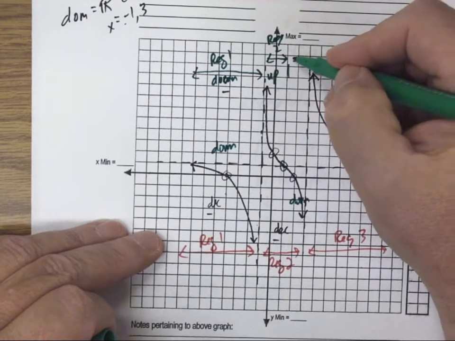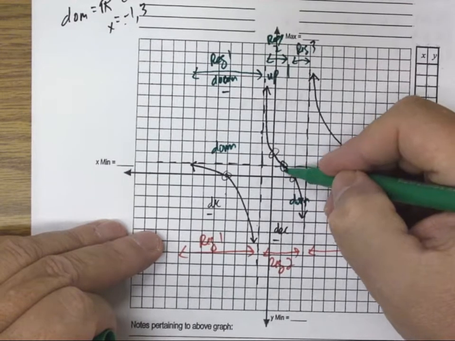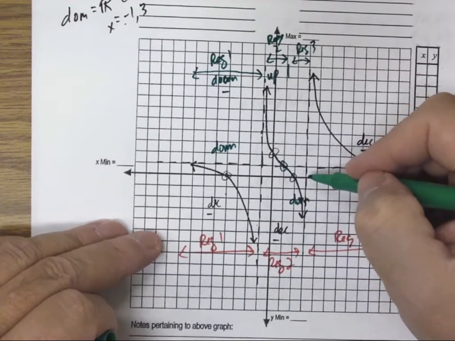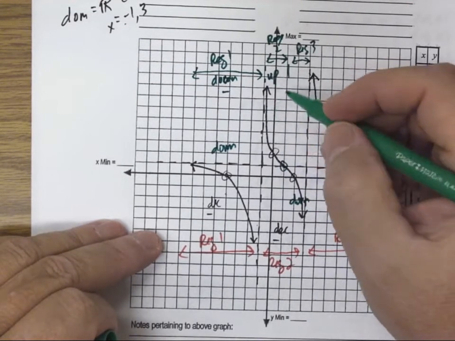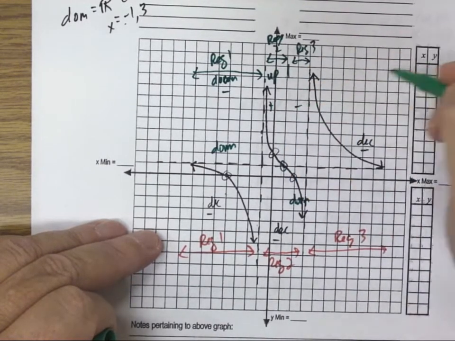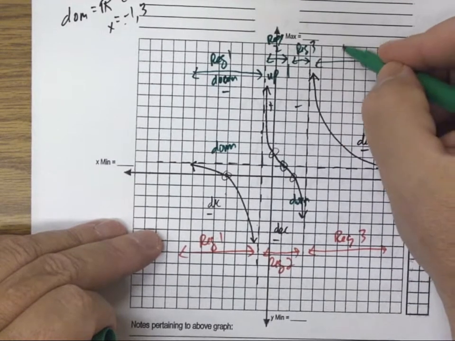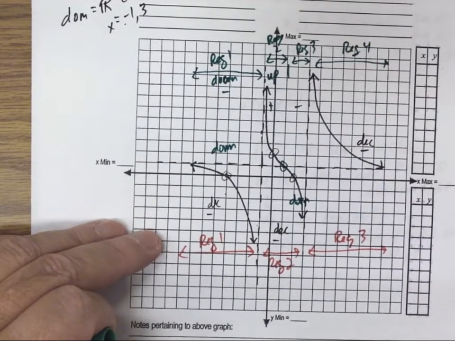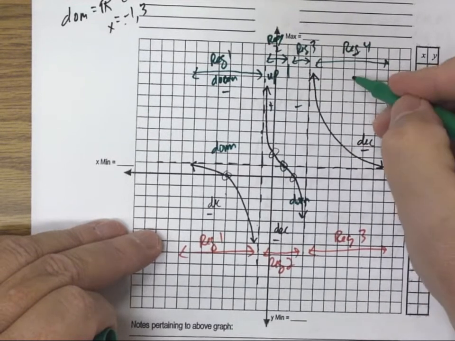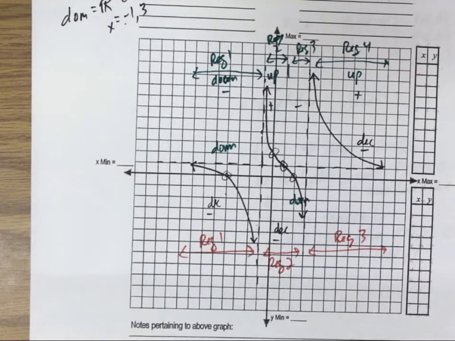But from here to here is my third region, and it's concave down. So here the second derivative would be negative. And then finally, region 4, this is concave up, second derivative would be positive.